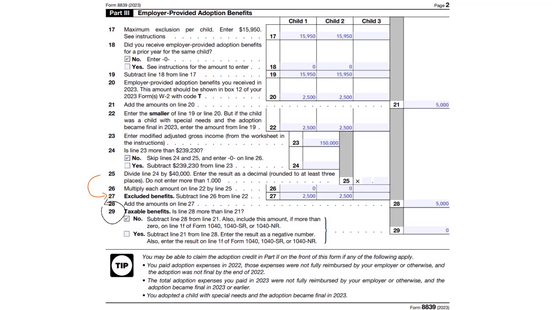In our case, things were pretty straightforward. Everything is 0. So we do not have to put this amount on Form 1040, 1040 SR or 1040 NR. And what I want to say is that, of course, for sake of time, we actually chose a very simple hypothetical case to show you how the math works.